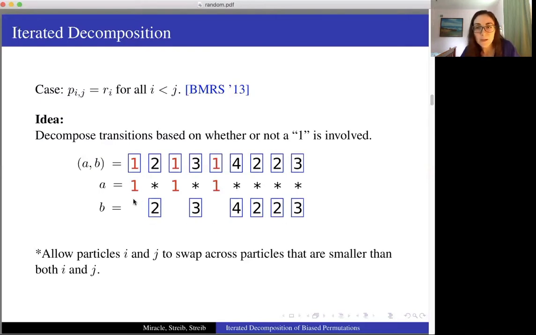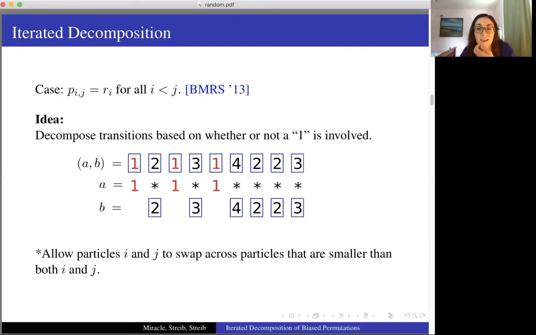So this is because the probability of swapping a 1 with a 2 is the same as the probability of swapping this 1 with a 3 if instead of having a 2 here we had a 3, because the probability of swapping i and j depends only on the smaller. So P13 is the same as P12.